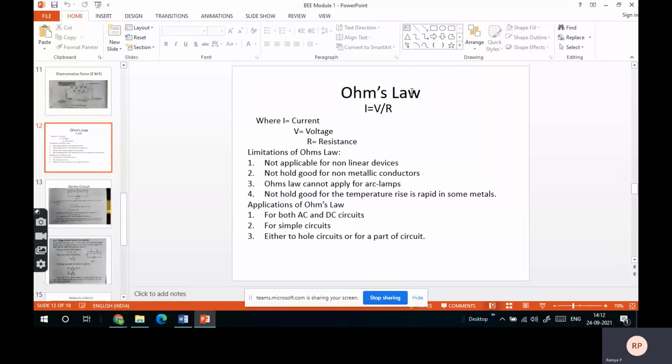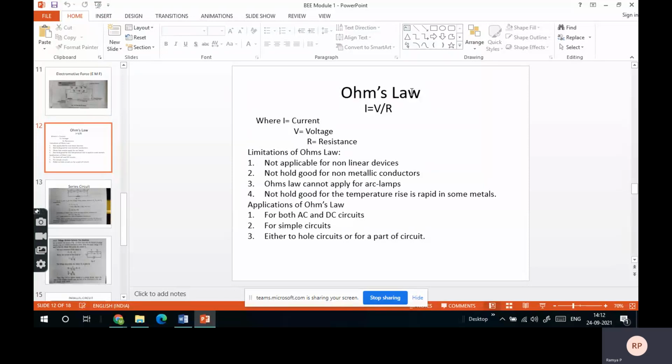So coming to this, as we know, Ohm's law gives the relation between the current, voltage, and resistance of any given DC circuit. It states that the current flowing through an electric circuit is directly proportional to the voltage, or the potential difference across the circuit, and inversely proportional to the resistance offered by the circuit, provided the temperature remains constant throughout the system. So this is the definition of Ohm's law.